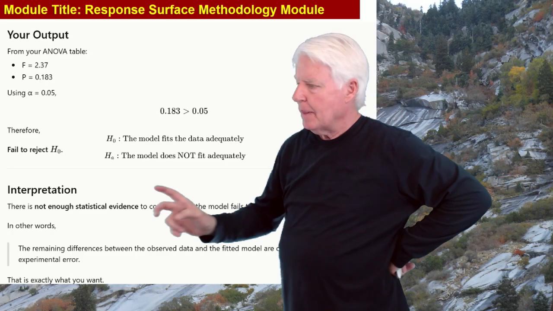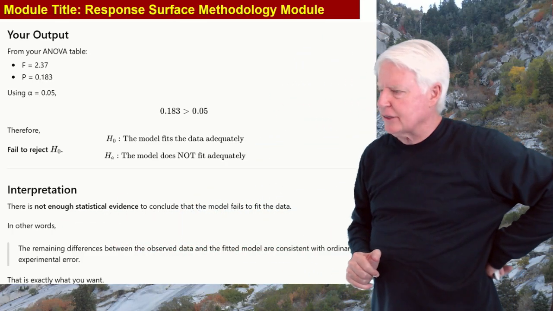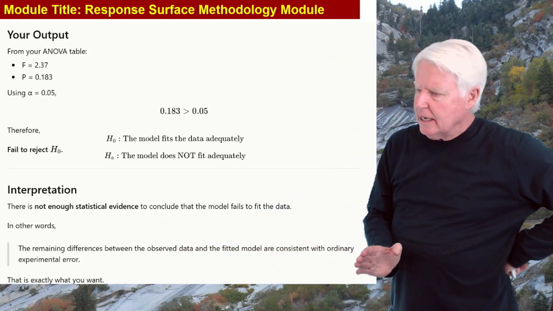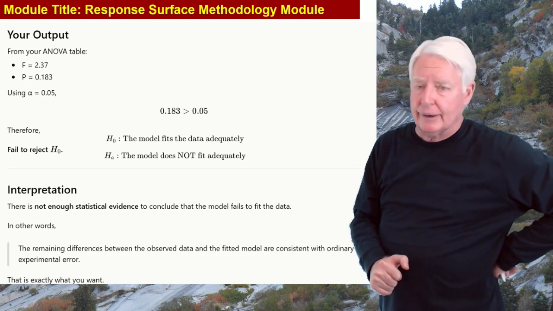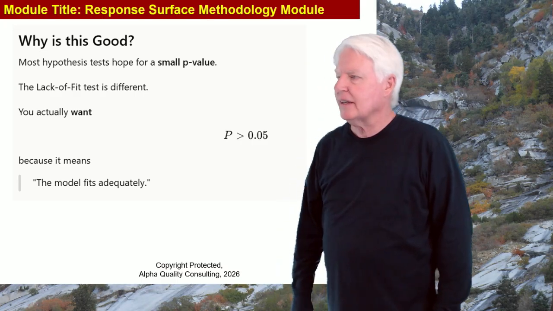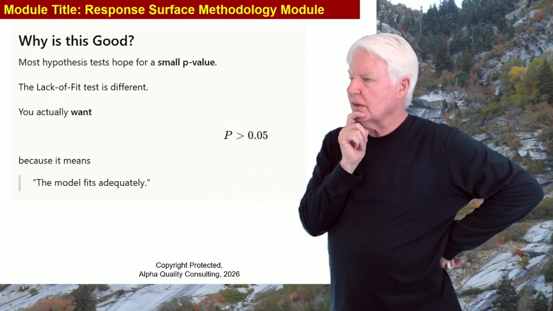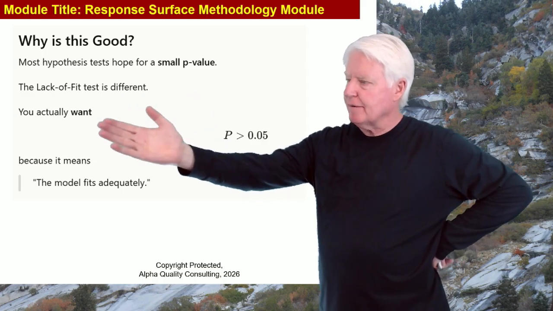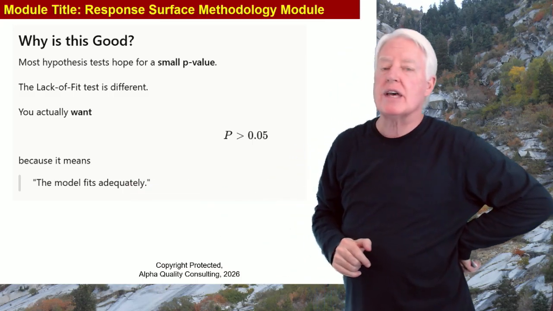That's a good thing. Interpretation: there is not enough statistical evidence to conclude that the model fails to fit the data. In other words, the remaining differences between the observed data and the fitted model are consistent with ordinary experimental error. That is exactly what we wanted. So that's a good thing. Why is this good? Most hypothesis tests hope for a small p-value. The lack of fit test is different. You actually want a high p-value because it means the model fits adequately.